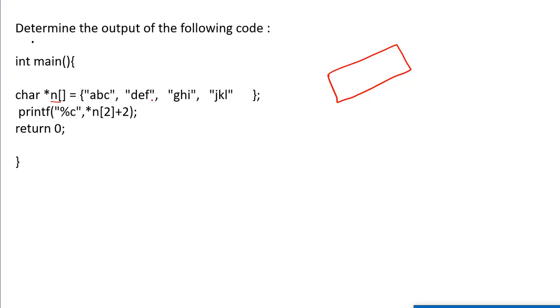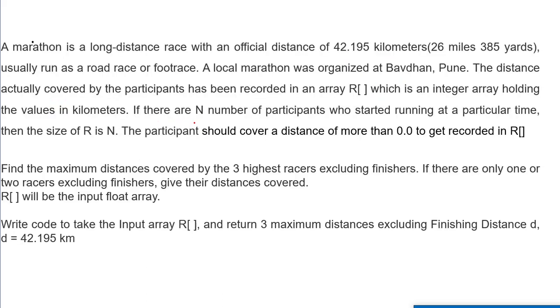So what is the element stored at the second index? 0, 1, 2, that is GHI. Now from GHI we are again choosing the element stored at the second index. So what is that element? 0, 1, 2, that is I. So what will be the output? I will be the output, right? Let's see the next question now.